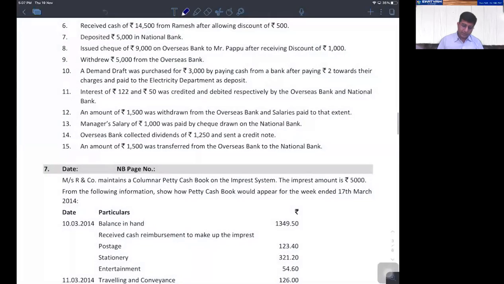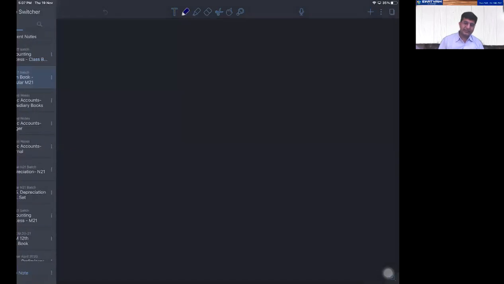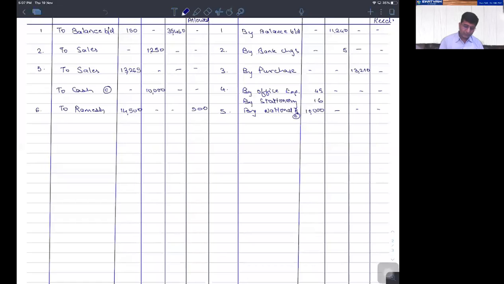The next one is what? Deposited 5,000 in National Bank. Now deposited what? Deposited cash, of course. So entry will be what? National Bank account debit to cash account. Again, it's a contra transaction then. So how will it be recorded? To cash. C within the circle. How much did we deposit? 5,000.